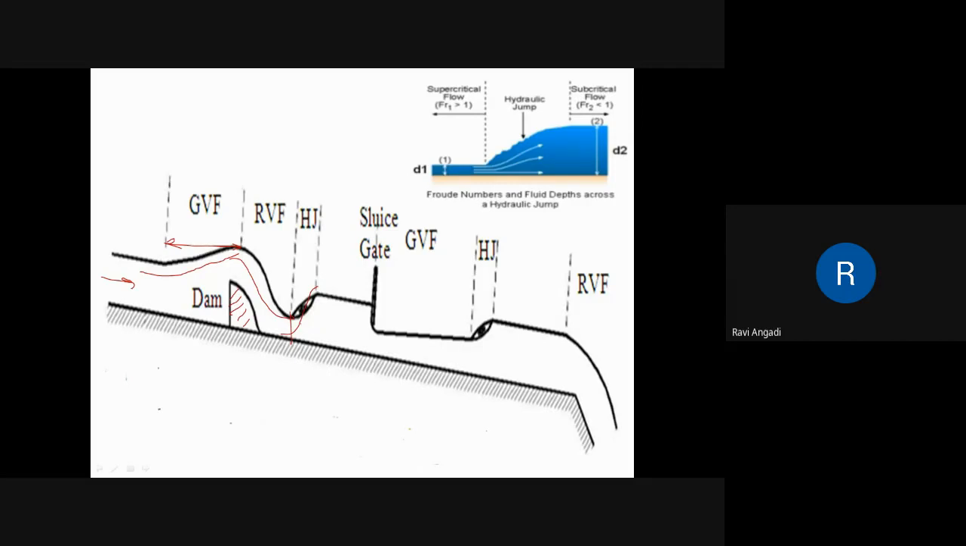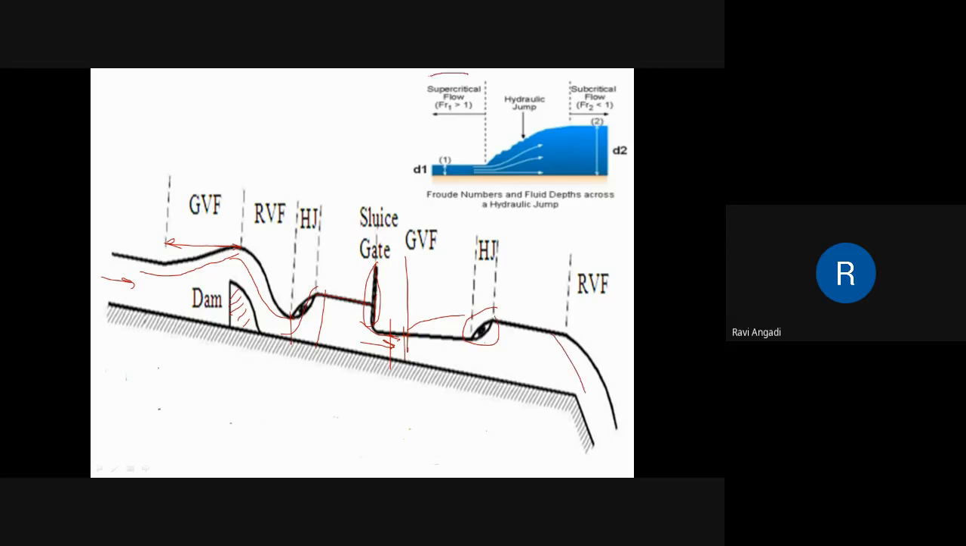After the completion of the hydraulic jump, what type of flow do we get? Again gradually varied, because the gate is present here. If you open the gate suddenly, what type of flow do we get? Shooting flow, correct? Rapidly varied. Then here it starts gradually varied, then hydraulic jump, then again rapidly varied.